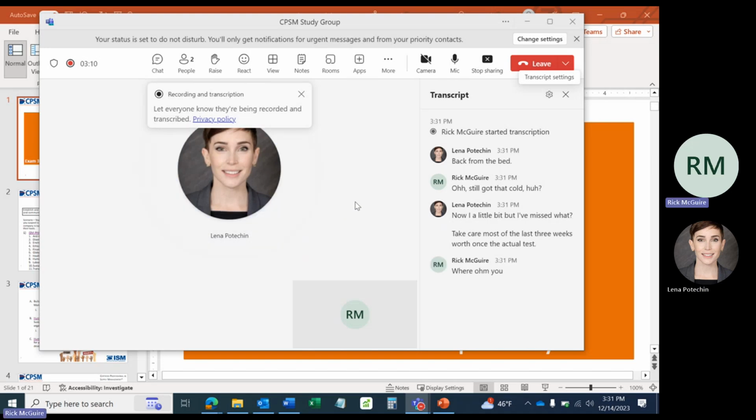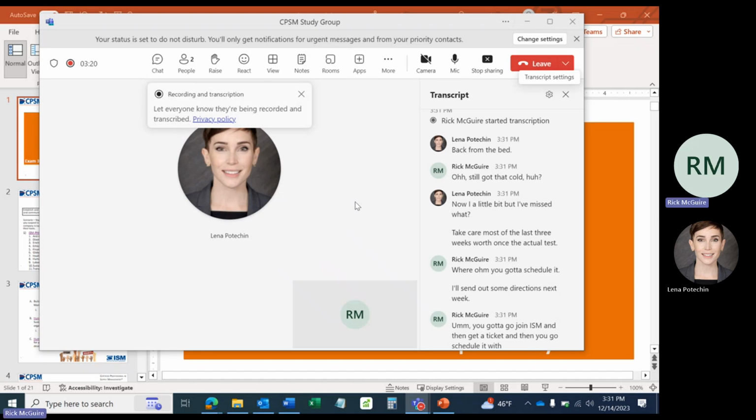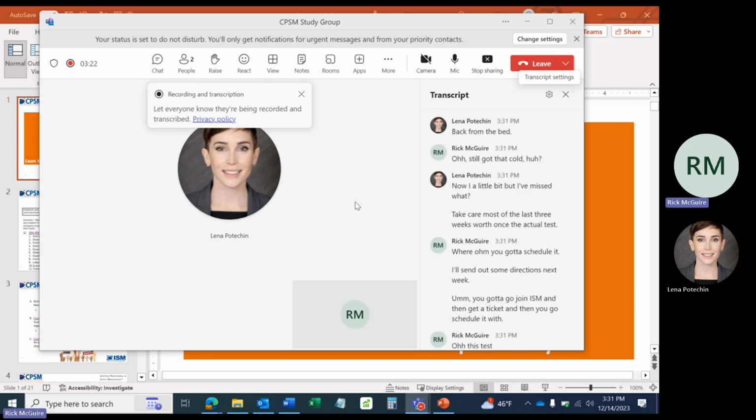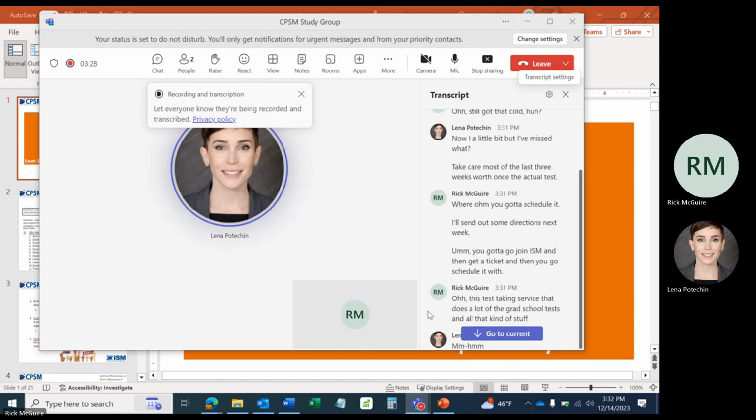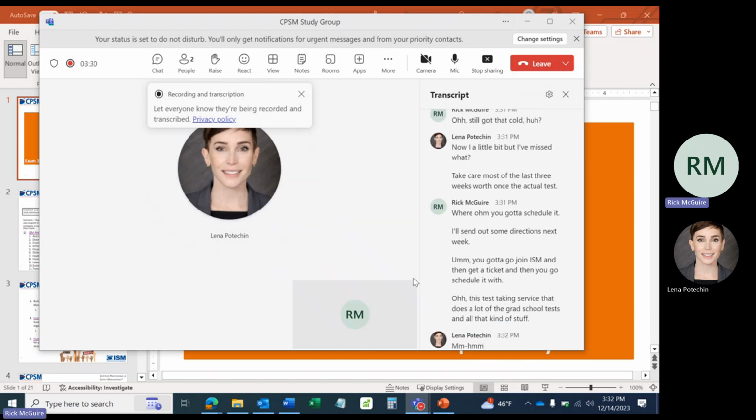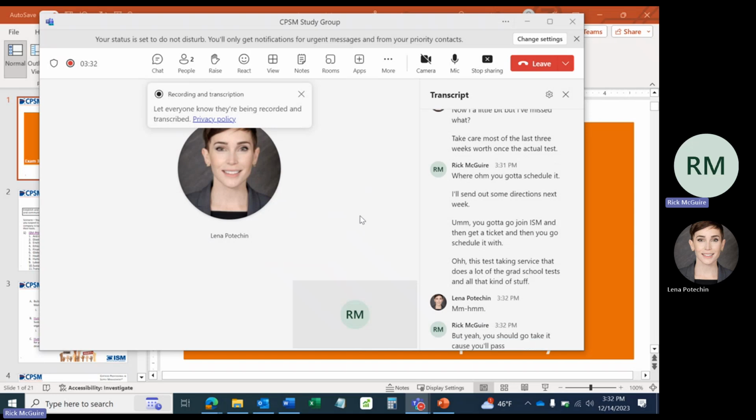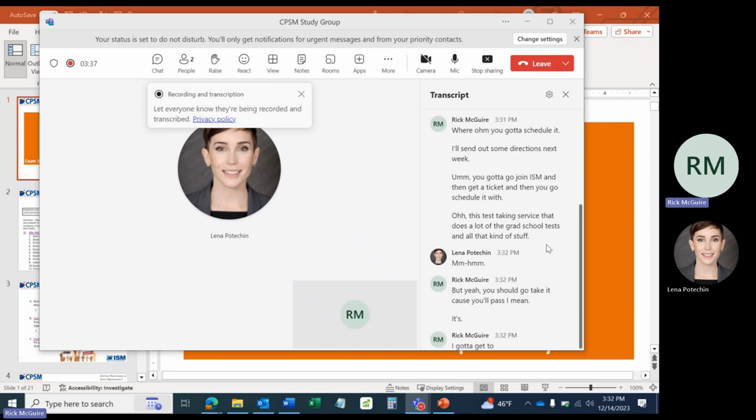You got to schedule it. I'll send out some directions next week. You got to go join ISM and then get a ticket, and then you go schedule it with this test taking service that does a lot of grad school tests and all that kind of stuff. Mm-hmm. But yeah, you should go take it because you'll pass. I mean, it's all you got to get's like 55%.